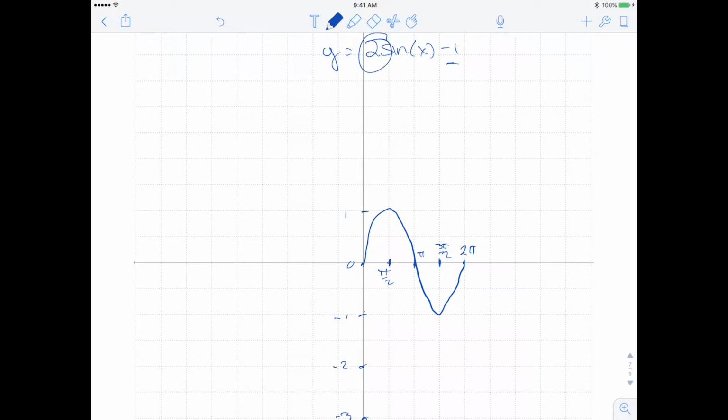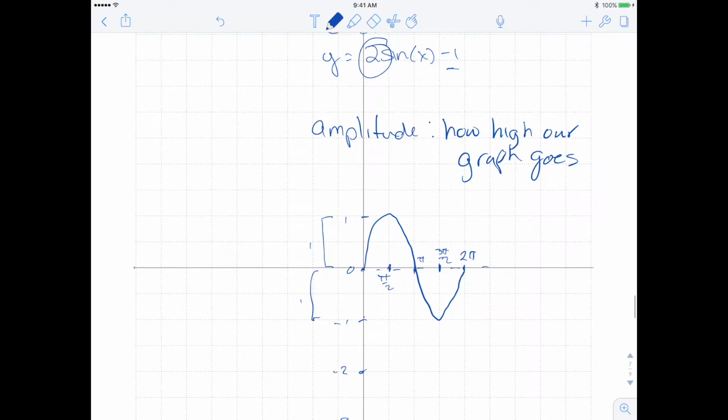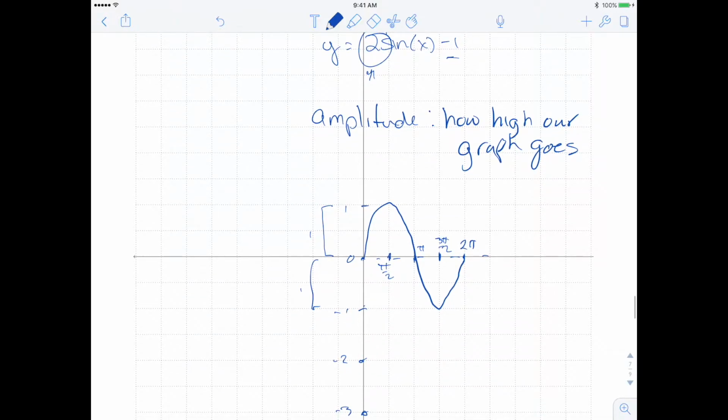There's a term we want to talk about when we deal with trig, and it's called amplitude. And amplitude is how high our graph goes. So we can see that the amplitude of a normal trig graph is just going to be 1 unit, because from this horizontal line it goes 1 unit up, and it goes 1 unit down. But what this 2 does is it changes the amplitude. It's going to stretch the graph vertically, and it will change our amplitude exactly by a factor of 2.